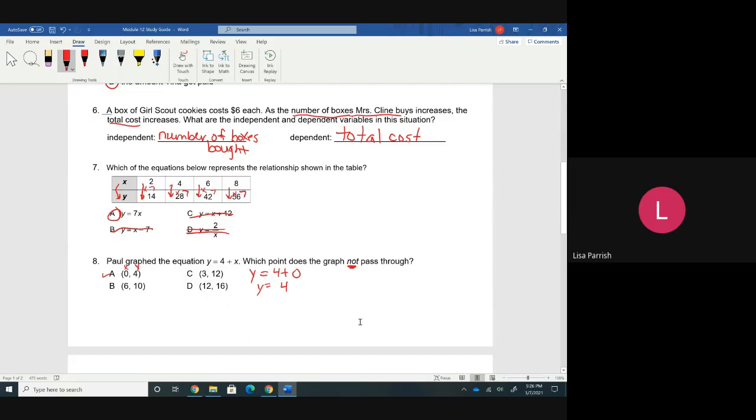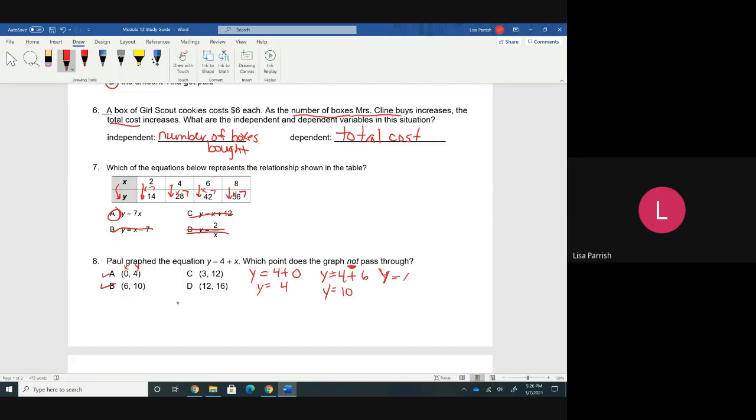So let's try B. Y equals 4 plus, what's my x value in B? 6. So what is 4 plus 6? It is 10. Is that what we have for our y value? Yes. So B is correct. So let's try C.